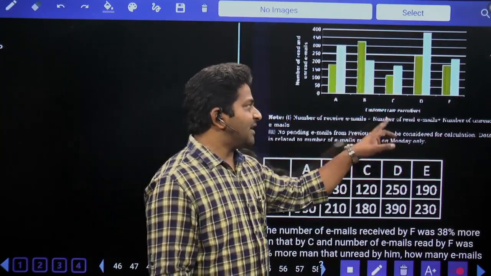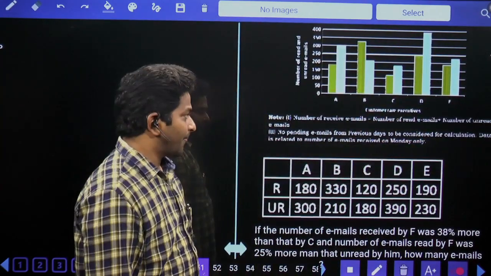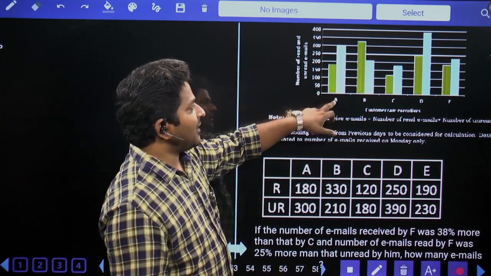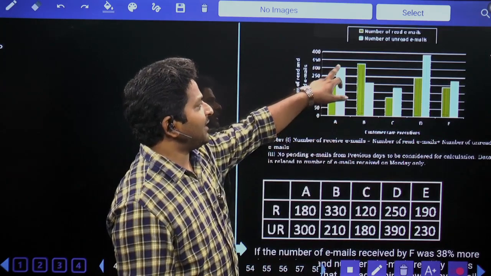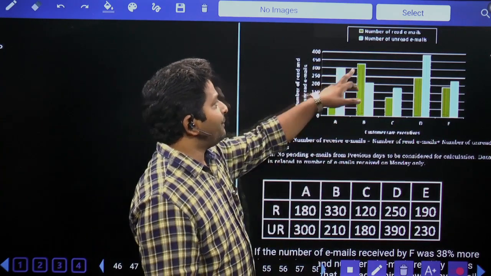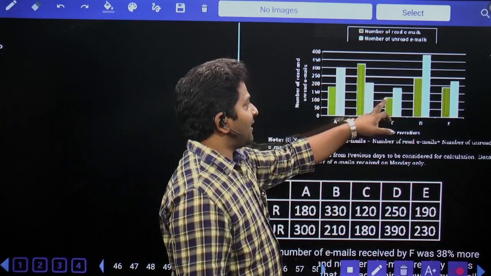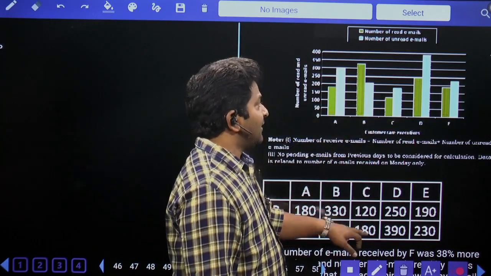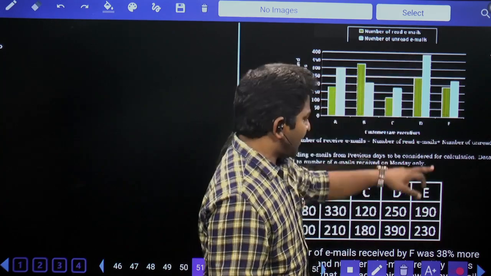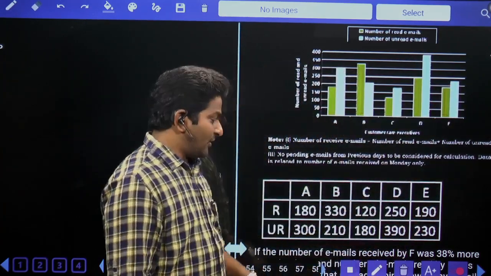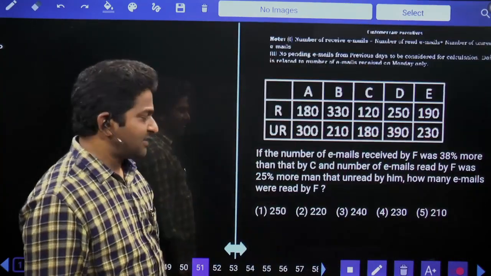A, B, C, D, E are 5 companies, and then read emails, unread emails. On A, read emails are 180, unread 300. B, 330 and then 210. Next 120 and then 180. Next 250 and then 390. Next it is 190 and then 230. Once after preparing the table, start these questions.